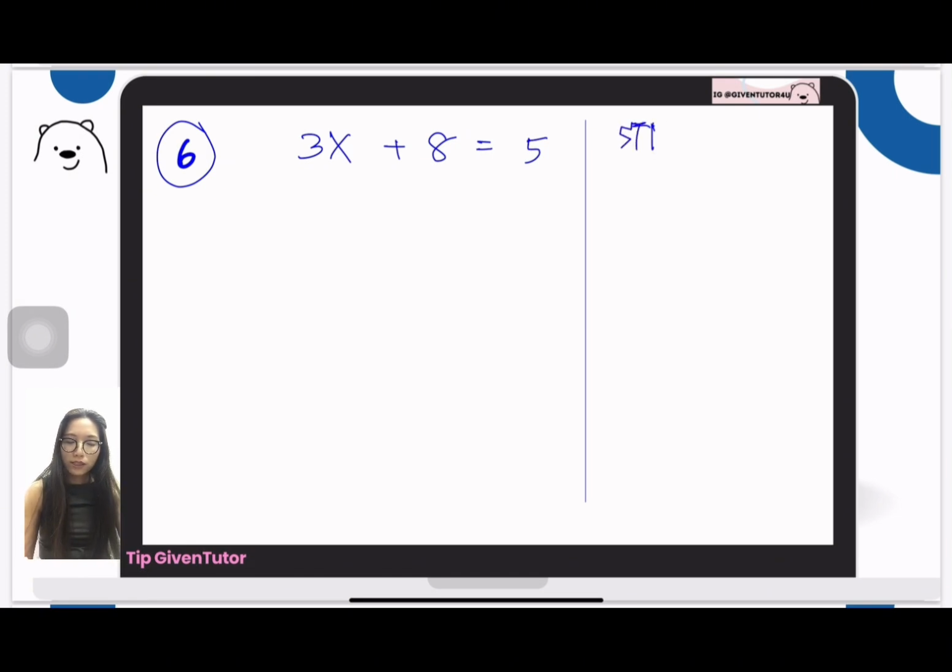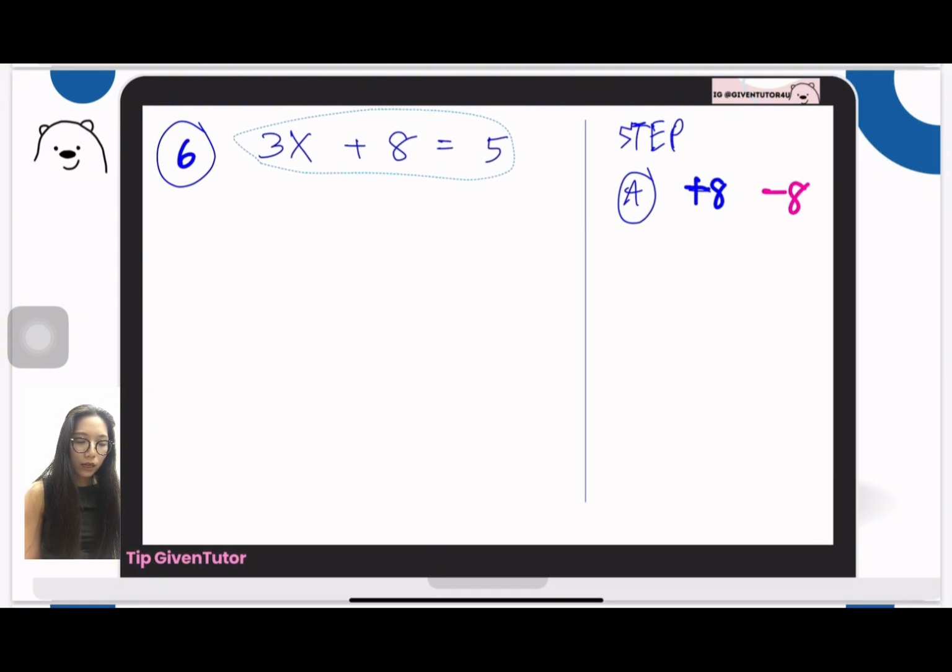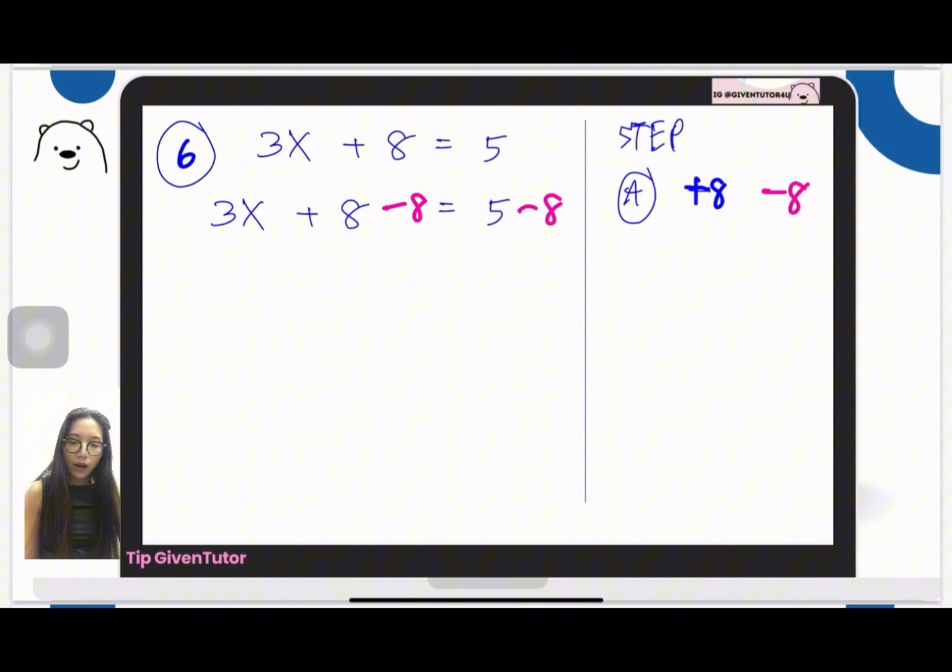Step A: what you see here is plus 8, right? So the reverse is minus 8. Minus 8 in the step, minus 8 on both sides. So 5 minus 8 is what you get: minus 3. Here, the 8 minus 8 gives you 0. So this is the 3x, right?